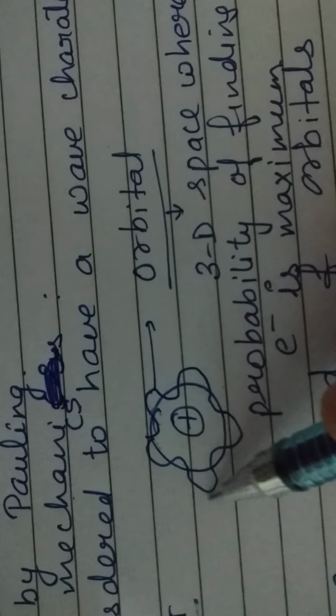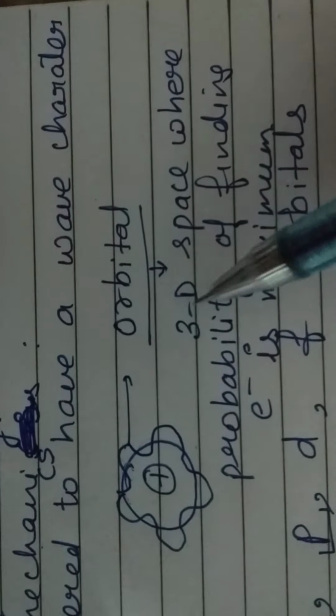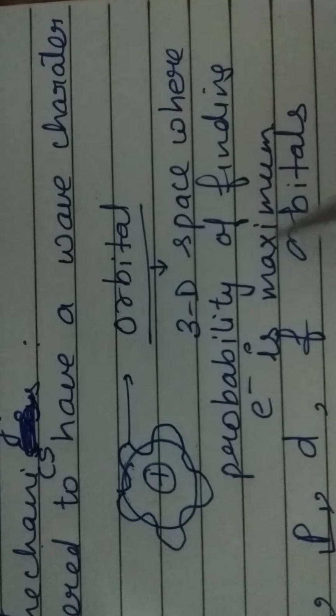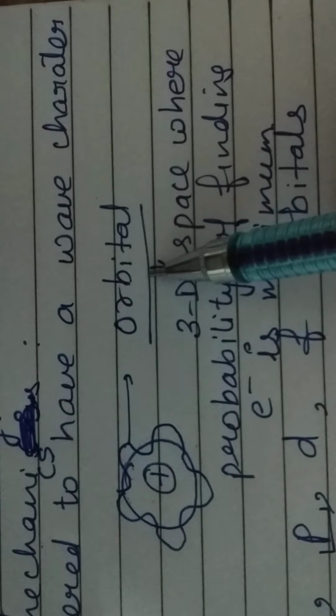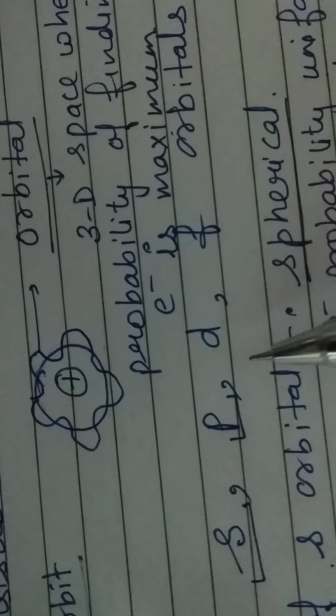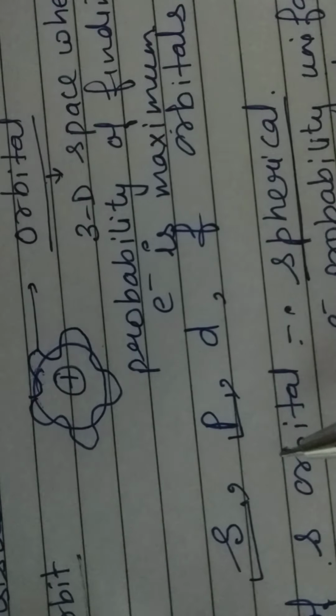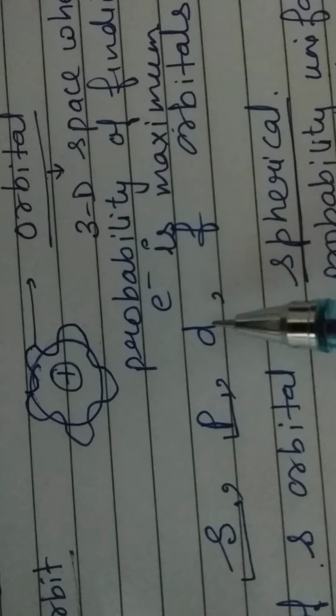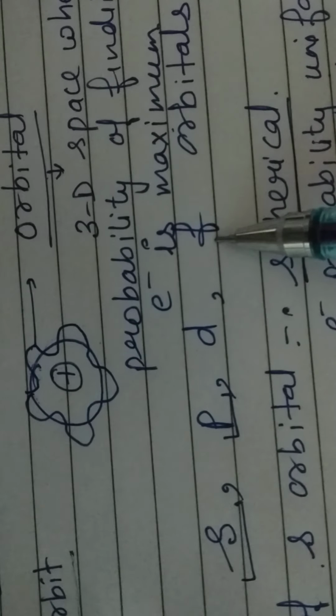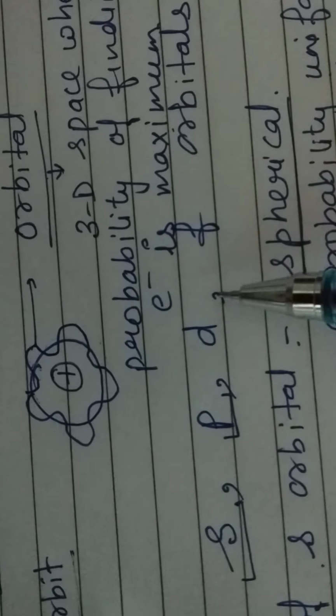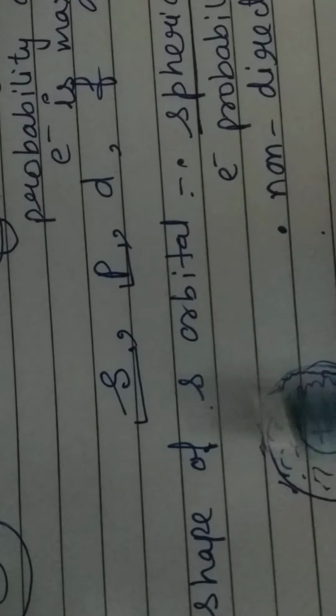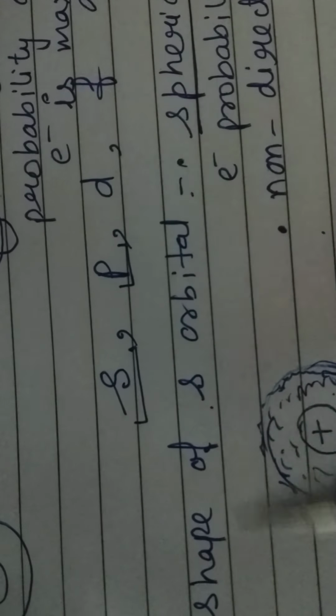So this 3D region or 3D space where the probability of finding the electron is maximum is called an orbital. Now 4 types of orbitals we had discussed, which have different orientations. S, P, D and F orbitals are there. Depending upon the orientation, they can be present along different axes. Now here we will focus only on the S and P orbitals.